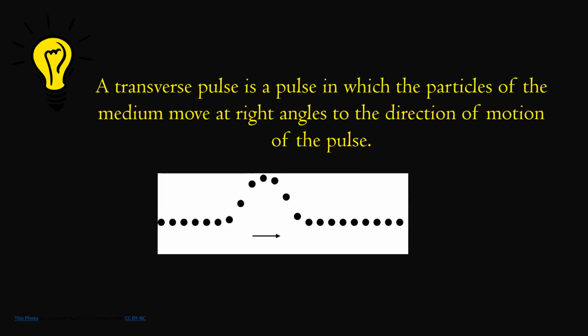Now that we understand what it means when we say that the two directions are at right angles to each other, that is, they are perpendicular, we can define what a transverse pulse is. A transverse pulse is a pulse. Remember, we said a pulse is a disturbance in a medium in which the particles of the medium move at right angles to the direction of motion of the pulse.